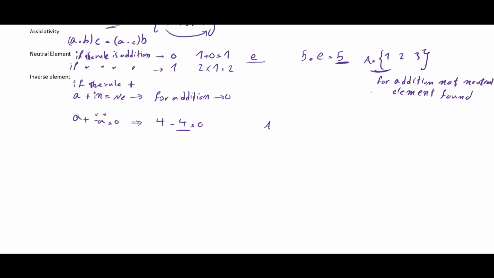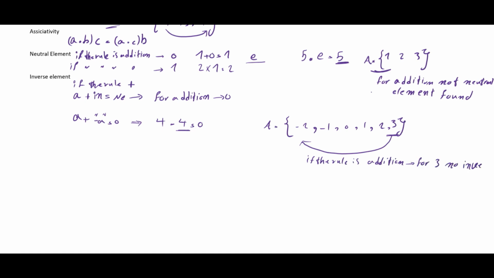But what if my set A is equal to minus 2, minus 3, minus 1, 0, 1, 2, and 3? For 3, as you can see, there is no inverse here. So for addition, for 3, no inverse element was found.